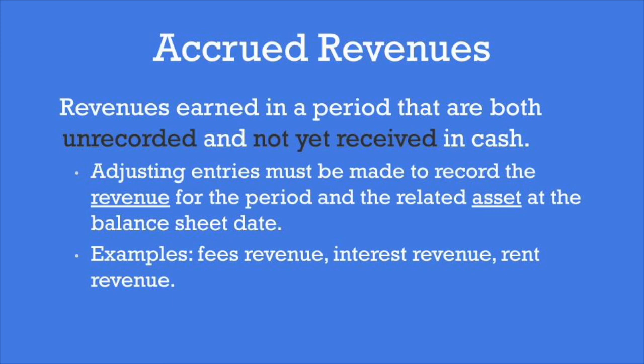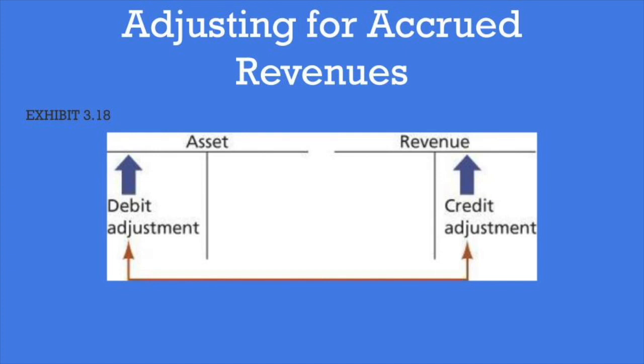We also have accrued revenues, and these are revenues earned in a period that are both unrecorded and not yet received in cash. So we need to do an adjusting entry for that. Adjusting entries must be made to record the revenue for the period and the related asset at the balance sheet date. Examples could be fees revenue, interest revenue, rent revenue, and so on. So we'll take a look. In terms of the T accounts, the asset needs to go up. We debit the asset, and we credit the accrued revenue adjustment.